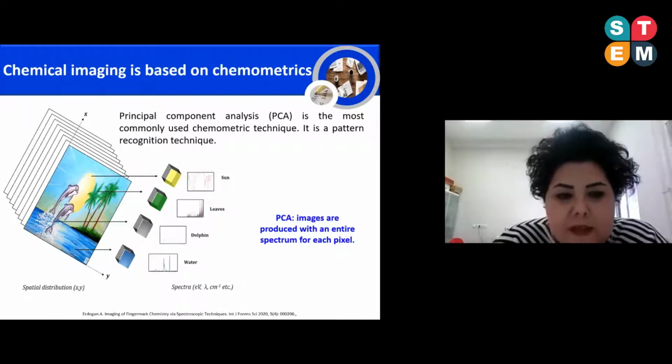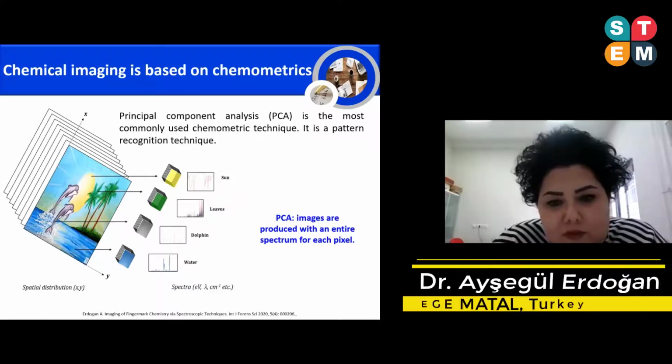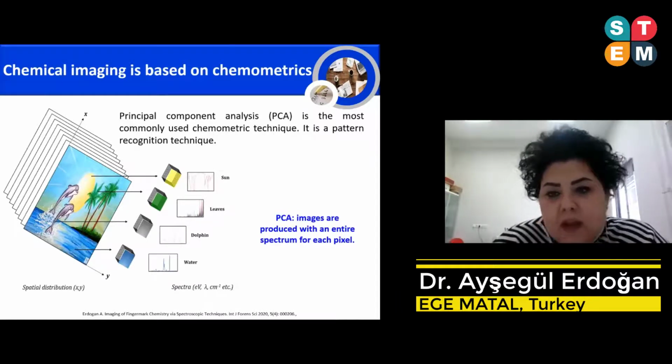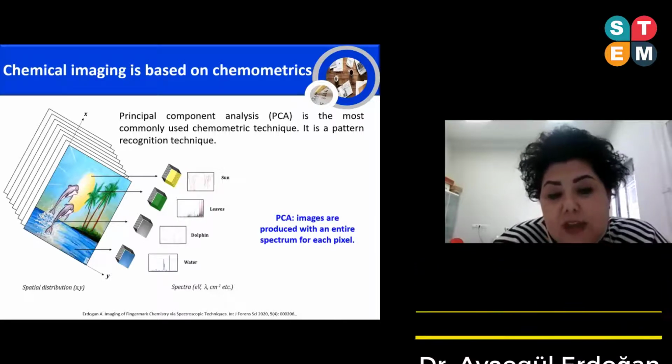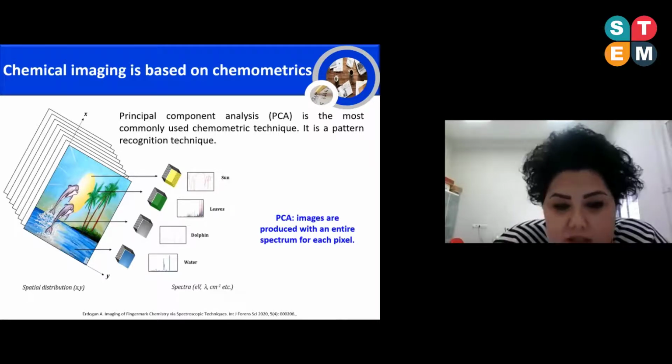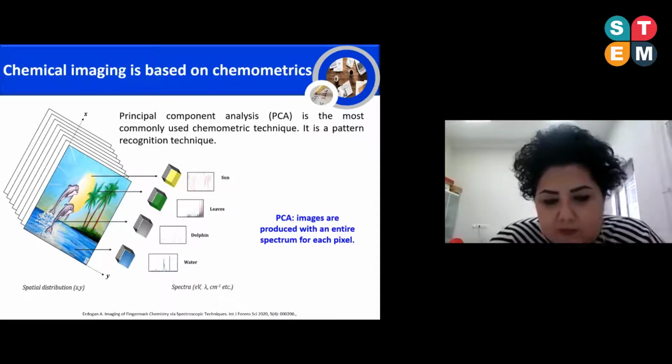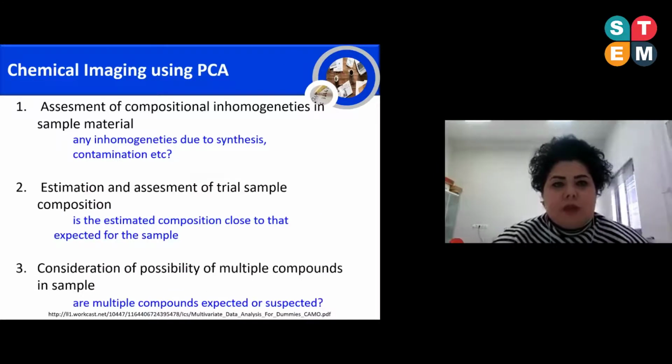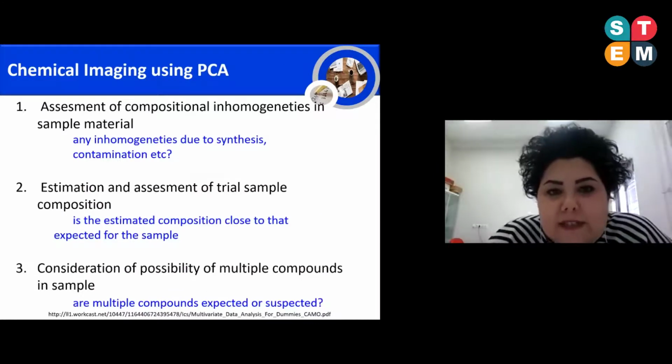For example, just take a look at this picture. Each color is represented by a spectrum. This can be XPS, Raman, FTIR, or any other spectroscopic technique that gives you a distinct signal. So by these signals, you collect lots of spectra, and by using chemometrics, you just pick up the data required from this picture. So how about chemical imaging using principal component analysis?